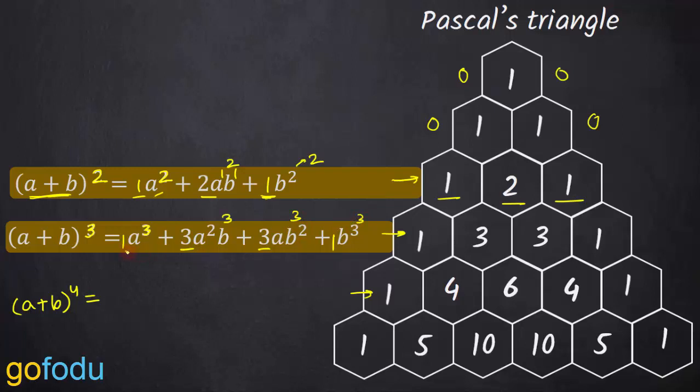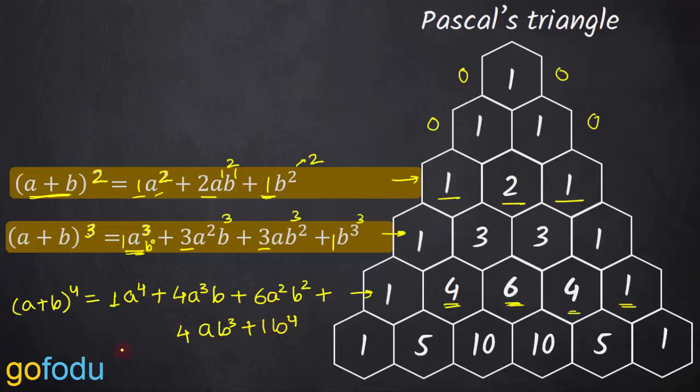So in each expansion we start with a, the first term, having the maximum power and b having the minimum power. Here the power of b is 0, b raised to 0. And then in each subsequent term, we reduce the power of a by 1 and increase the power of b by 1, keeping the degree of each term constant. So this will expand as 1 a raised to power 4 plus next coefficient is 4, 4 a cube b plus next coefficient is 6, 6 a square b square plus next is 4, 4 a b cube plus next is 1, so 1 b raised to power 4. This is what the expansion of a plus b whole raised to power 4 will look like.